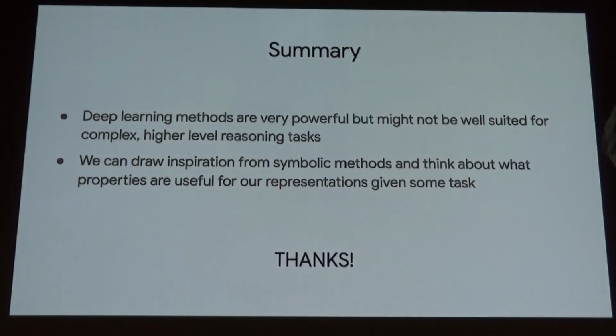So to sum up, I think deep learning methods are very powerful. They do struggle when it comes to higher-level reasoning tasks, which is what we might ultimately need if we want to get to AGI or to do more complex tasks than the ones we're currently carrying out. And when you train your deep learning algorithm, it might be worth thinking about what structures you want to build in, how you want to influence your representations, and maybe take some inspiration from symbolic methods where these particular reasoning tasks actually work quite well.